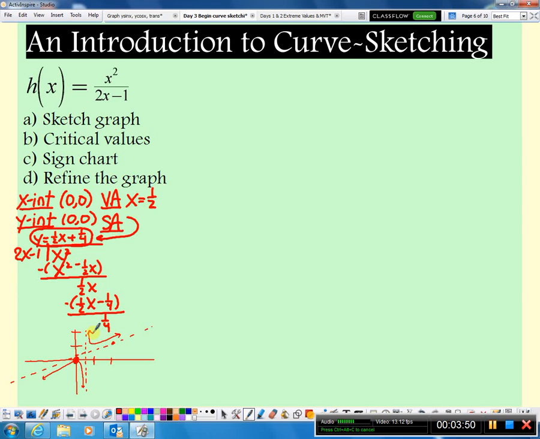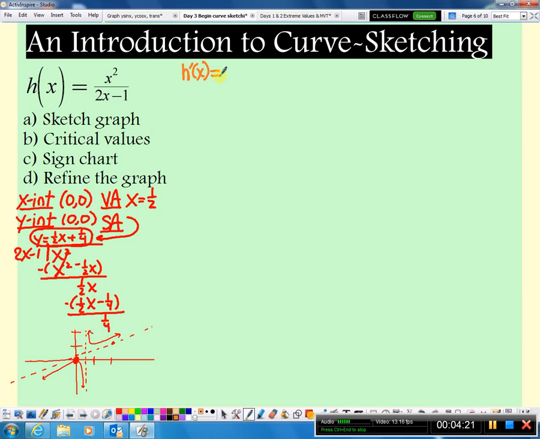Now we need to get critical values, so I'm going to switch gears, and I know on the critical values that I need to find the derivative. Well, how are we going to do that? Do you remember that we're going to have to use either the quotient rule, or you could make it x squared times 2x minus 1 to the -1 power, and then you would use product rule and chain rule.